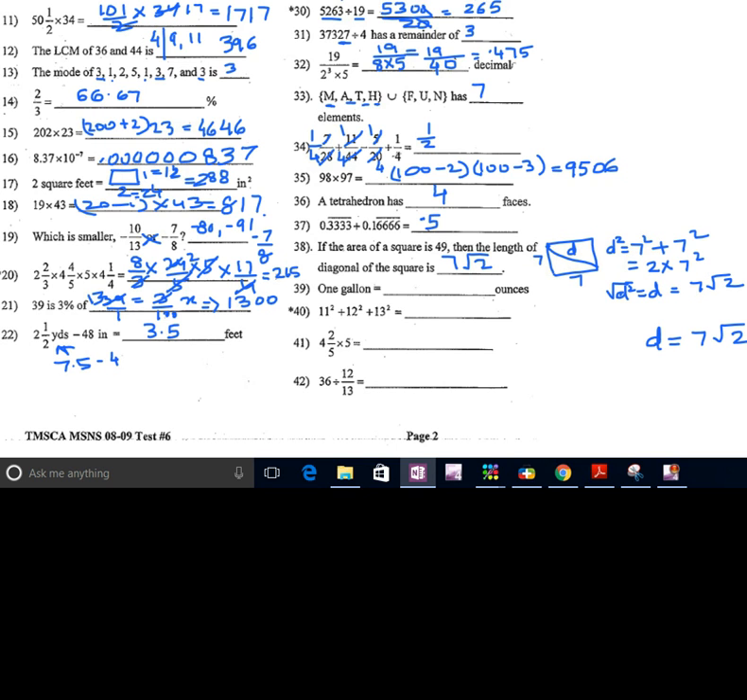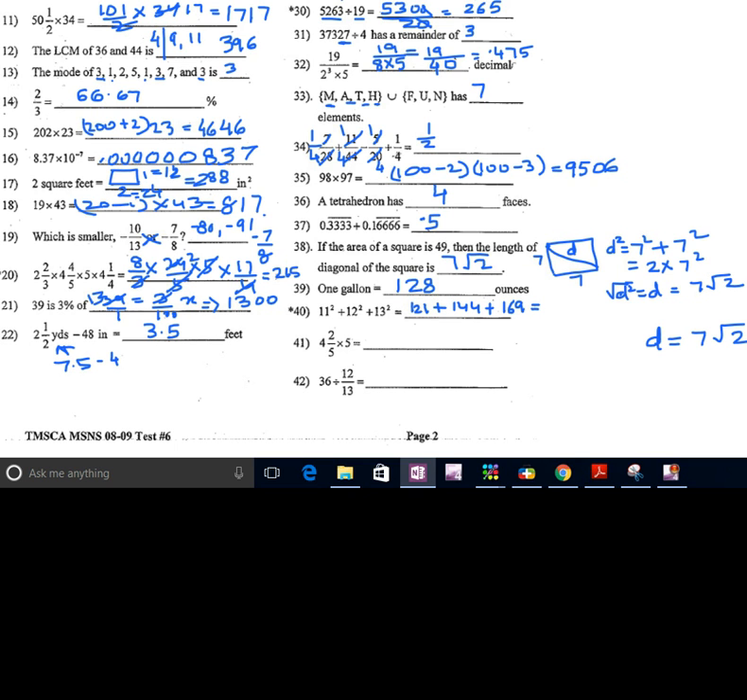1 gallon has how many ounces? I expect you all to memorize this. It has 128 ounces. What's the sum of 11 square, 12 square, and 13 square? 11 square is 121, 12 square is 144, and 13 square is 169.